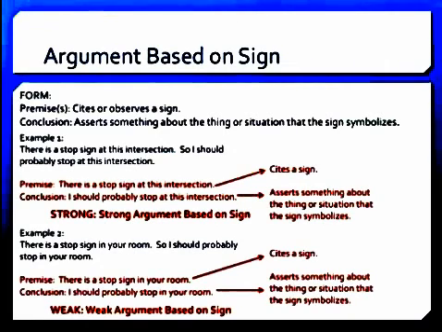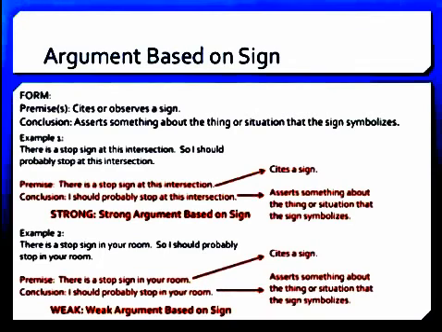There is a stop sign at the intersection, so I should probably stop at this intersection. Now, the premise of this argument is there is a stop sign at this intersection. Notice that this premise cites a sign. The conclusion is I should probably stop at this intersection. Notice that the conclusion asserts something about the thing or situation that the sign symbolizes, in this case, that one should stop at this intersection.